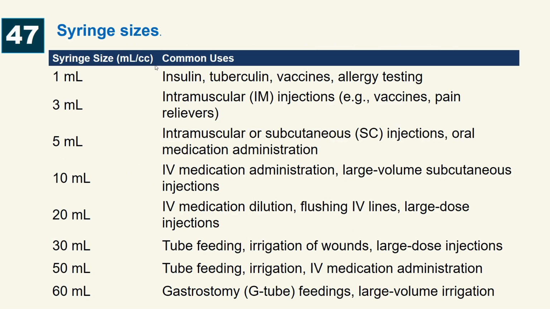So here these are the standard sizes of the syringes used for various administrations of drugs. Like 1 mL syringes are generally used for insulin, vaccines, allergy testing. Those are the smallest ones. Whereas 3 mL for IM injections, 5 mL also can be used for intramuscular, 10 mL are used for IV, and then larger ones for tube feeding, and also 60 mL for G tube feeding. Those are for specific use of high volume syringes.